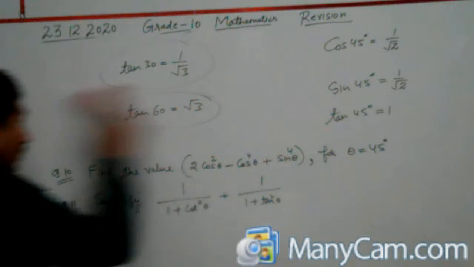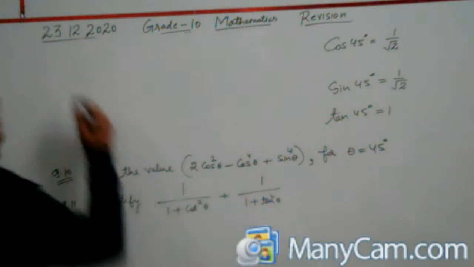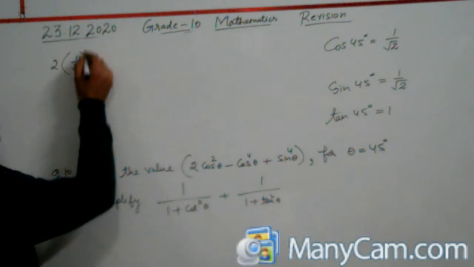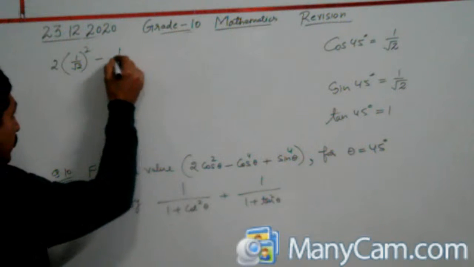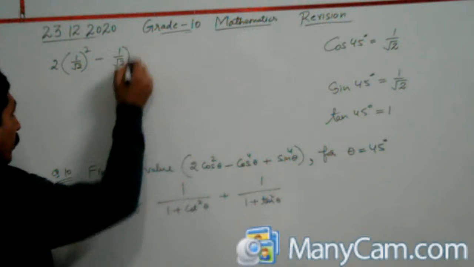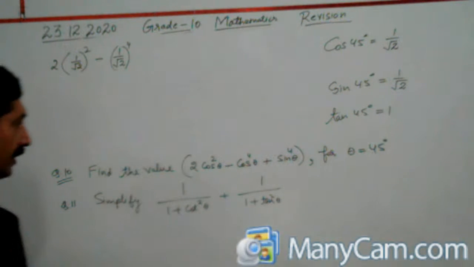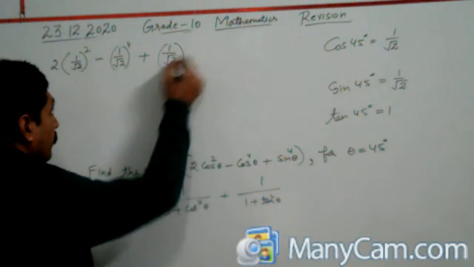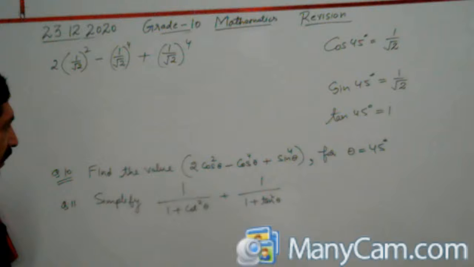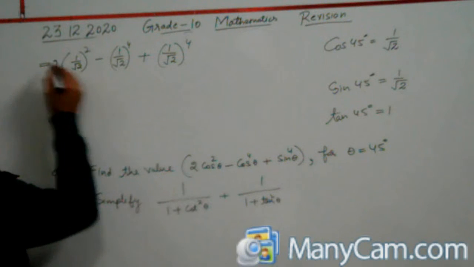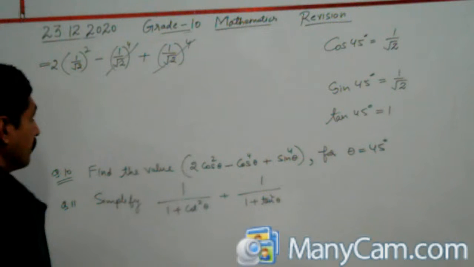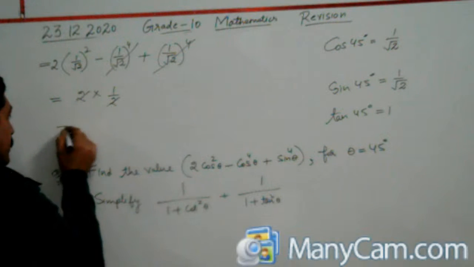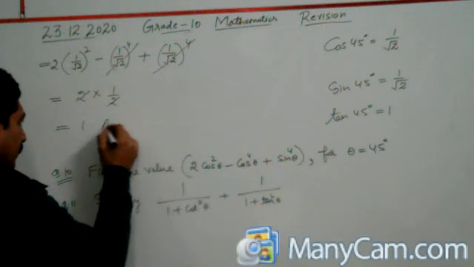So next, in this question, we will substitute the values. 2 into cosine square theta, that is 1 by root 2 whole square, minus again 1 by root 2 raised to power 4, right? And plus sine, that is 1 by root 2 raised to power 4, right? So these two values, cosine raised to power 4 and sine raised to power 4, get cancelled because the value is the same, one is plus, one is minus. So we are left with 2 into 1 by 2, so the value is 1. Answer is 1, right?